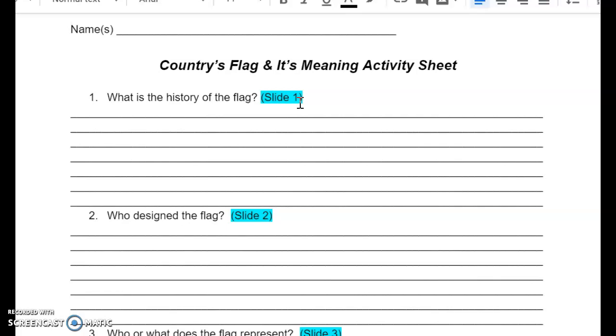So question 1, you would answer, what is the history of the flag? That would go on slide 1. Slide 2 would be, who designed the flag? Design was like created the different symbols or colors that are embedded in the flag from your country.